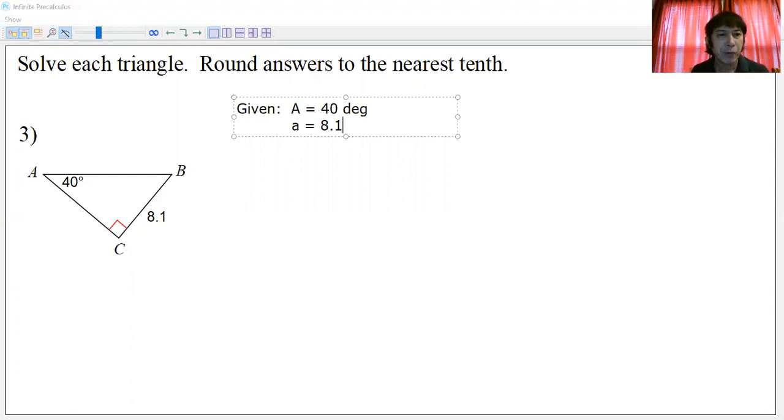So what else do we have? We have that mark there. That means angle C is 90 degrees. So capital C equals 90 degrees. So we have a right triangle. You have two angles. There are only three angles in a triangle. We can immediately solve for the third angle. But before that, let's write the requirement first.